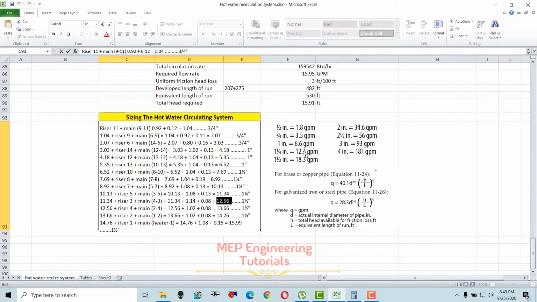Up till 12.4 GPM you can use 1 1/4 inch, but since this 12.56 is greater, we have to increase the size to 1.5 inches. So that's why we have used 1.5 inch for this pipe segment. So you can use 1.5 inches up till 18.3 GPM. You can use this size. After that you have to increase the size again.